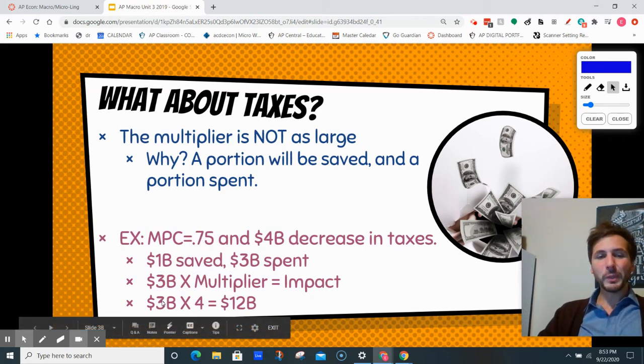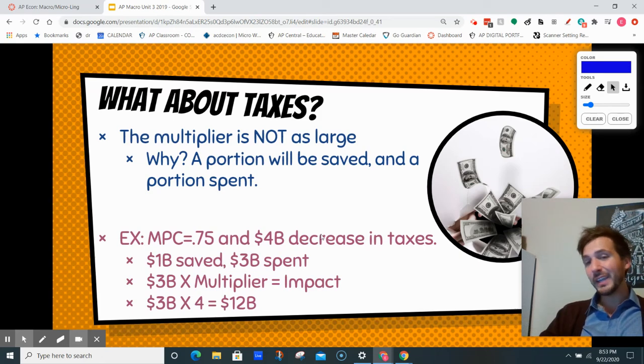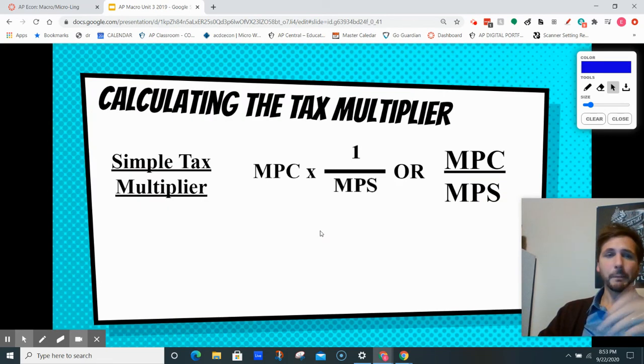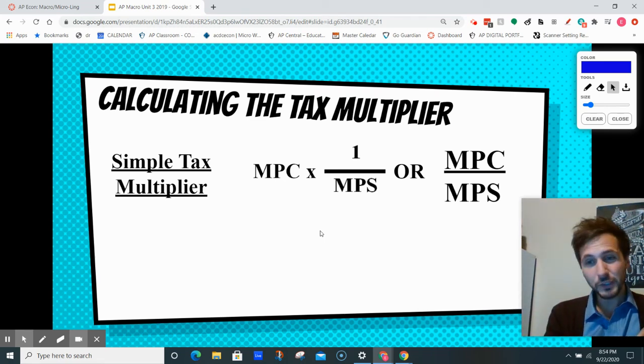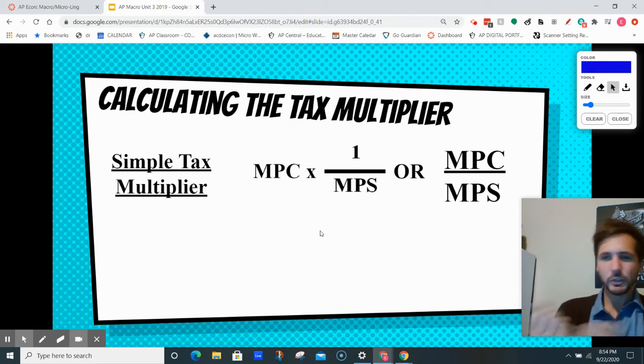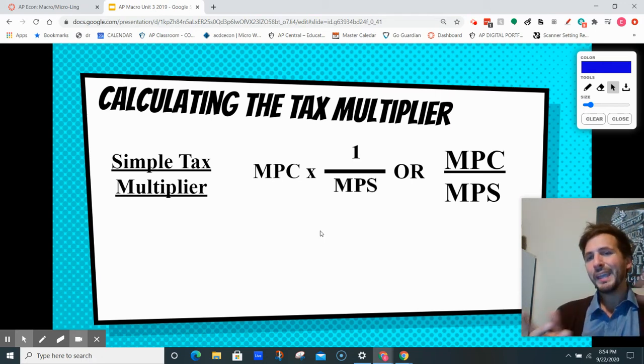And then a $3 billion or $4 billion decrease in taxes is going to have a $12 billion increase in GDP. Okay, now how do you calculate the simple tax multiplier? Well, you could use a spending multiplier like I just said. Figure out how much you spend, how much you save, but that takes additional steps. An easier way to do this is to simply do MPC over MPS, right?